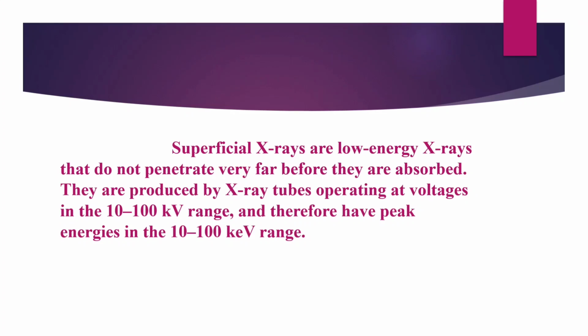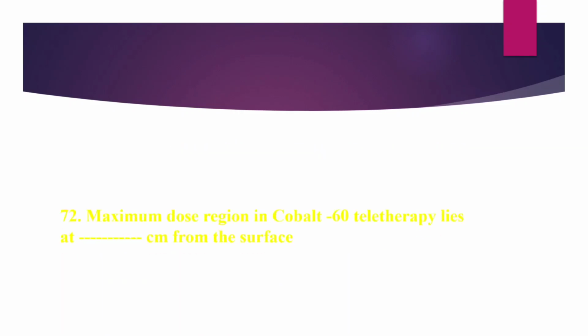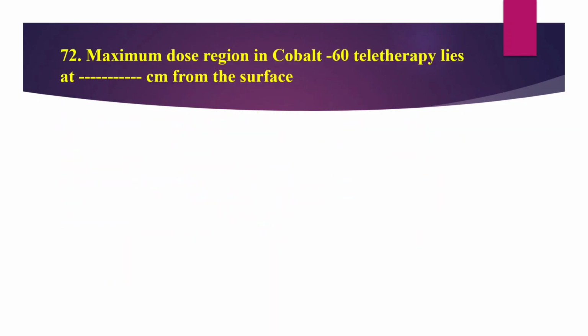Superficial X-rays are low energy X-rays that do not penetrate very far before they are absorbed. They are produced by X-ray tubes operating at voltages in the range of 10 to 100 kV. kV means kilovolt, and therefore have peak energies in the 10 to 100 keV range, kilo electron volt range. Moving on to the next question, question number 72.